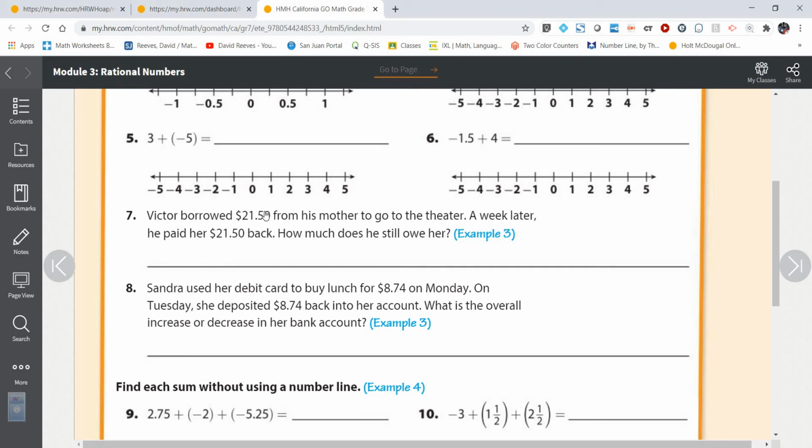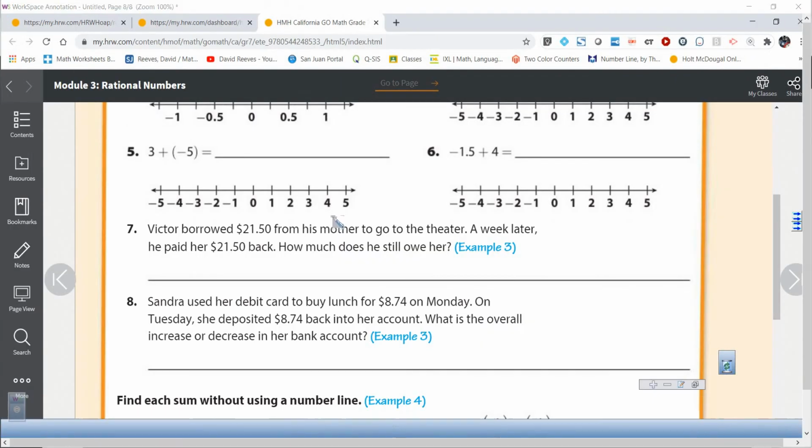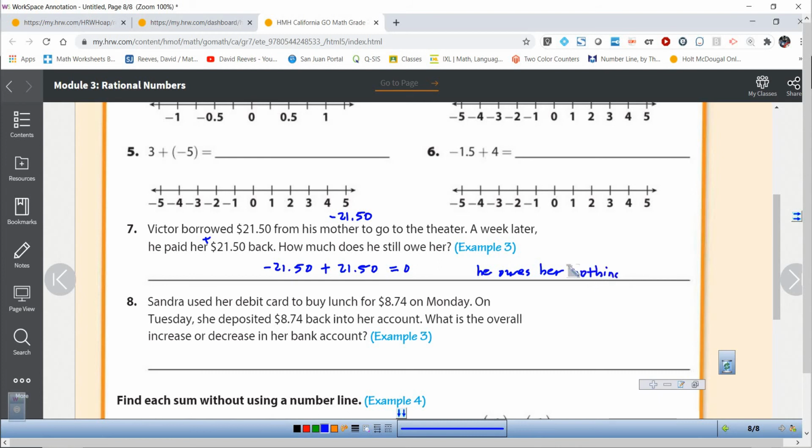All right, Victor borrowed $21.50 to go to the theater. All right, when you borrow money, that is a negative. Okay, when you spend money, that is a negative. Okay. All right, a week later, he paid his mother $21.50 back. Well, that's a positive. He paid it back. Well, when you add those together, what do you get? Negative $21.50 plus positive $21.50 is what? 0. So how much does he owe her? He owes her 0. Nothing. Kind of a silly question, isn't it? He owes her nothing because he paid back the amount that he borrowed. If he had borrowed more, he would still owe her, right? If he had paid her back more, well, I guess she would owe him.